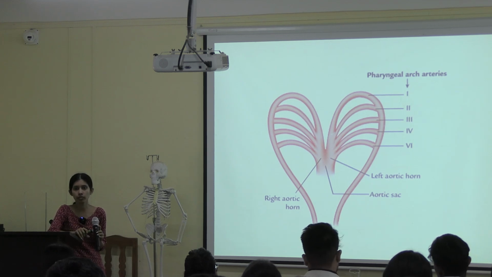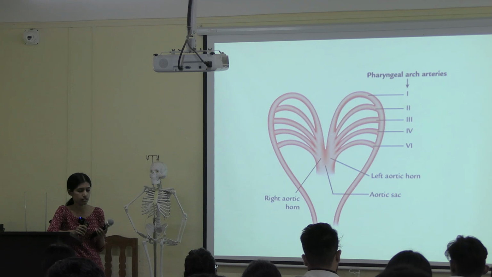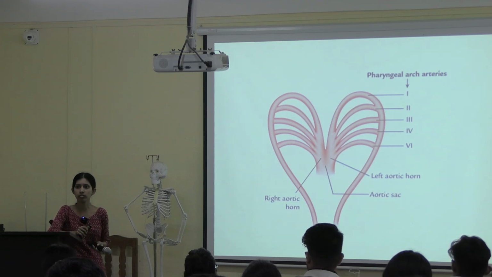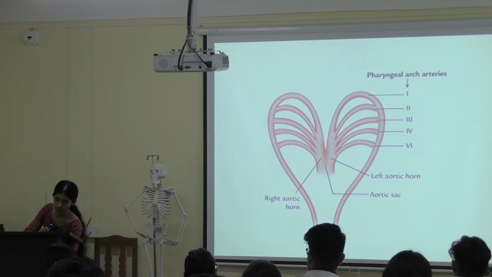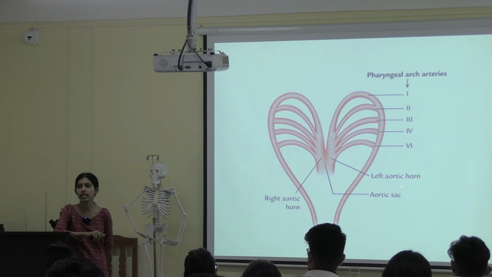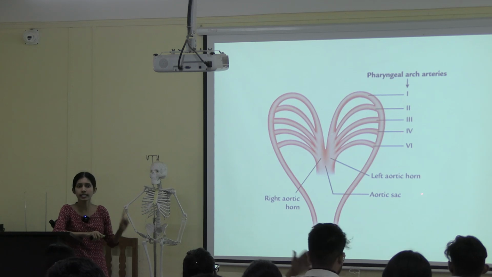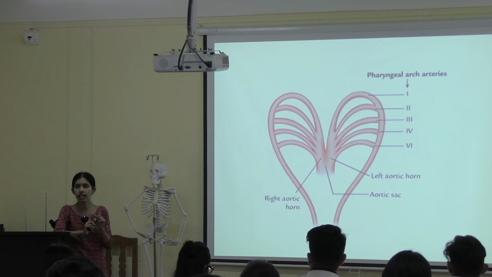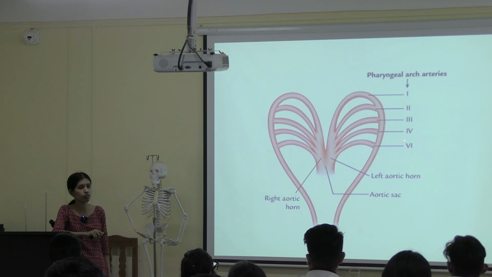In the 4th week, we can see the appearance of first, second and third aortic arches. Okay. During the fifth and sixth week, we can see the appearance of fourth and sixth aortic arches. In the same weeks, the disappearance of first and second takes place. At last, during the eighth week, we can see the derivatives of third, fourth and sixth aortic arches.